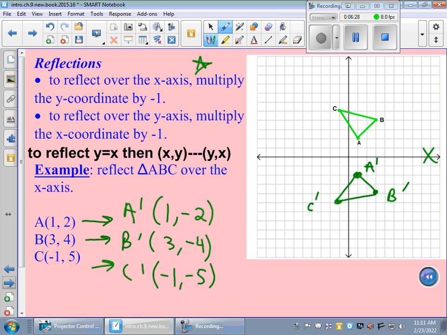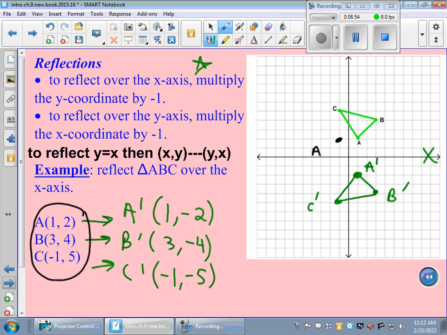Now again, if you did the reflection, let's say we reflected over the y-axis, I'm going to show that just because it intertwines. I'm going to start with the original here. Okay, start with the original. If I reflect over the y-axis, you multiply the x by -1. So my a would be -1, 2.